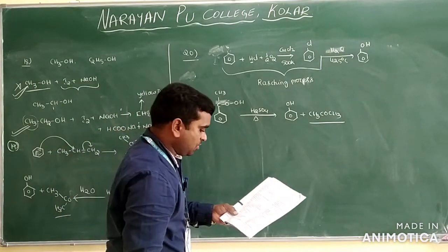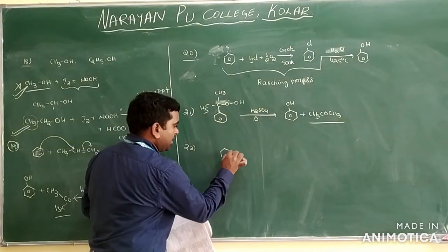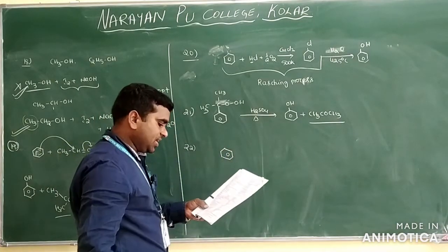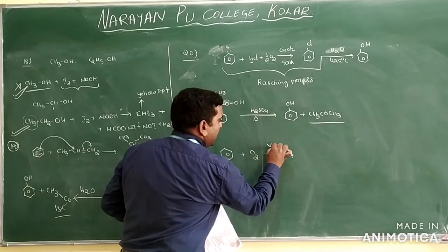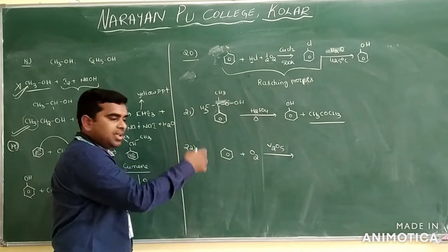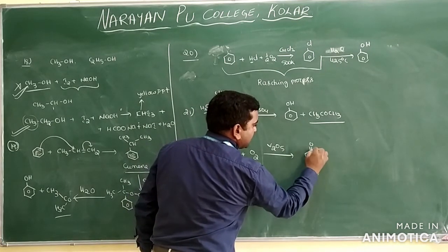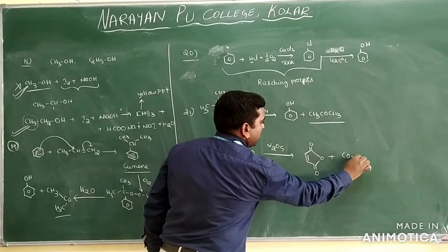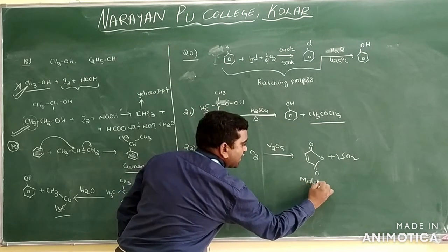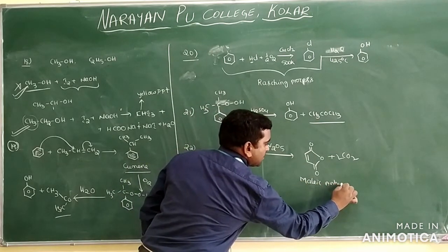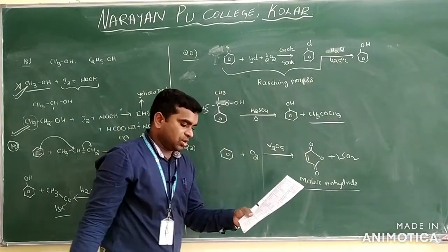Next one, question number 22. This is from the first year. What is the product of the reaction of benzene with oxygen in the presence of V2O5? It is a question from your first year concept. You will get maleic anhydride, plus 2 moles of CO2 removed. So the name is maleic anhydride. You might have studied this in your first year textbook.